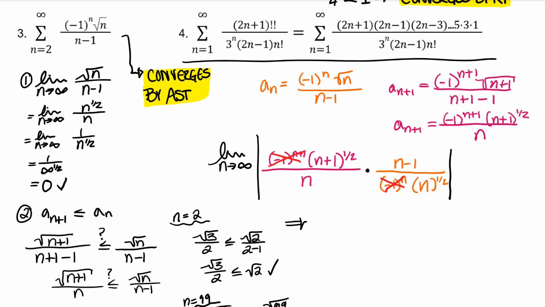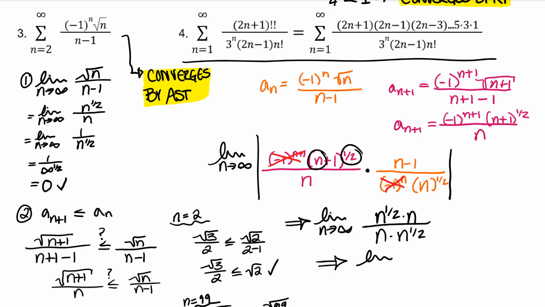So if we took the terms of highest degree, we would have n to the 1/2 times n over n times n to the 1/2. Oh my goodness. This gives us a result of 1. And when your ratio test gives you a result of 1, the ratio test is inconclusive, which is why using the alternating series test was a better idea and probably more efficient because you have more experience with it.